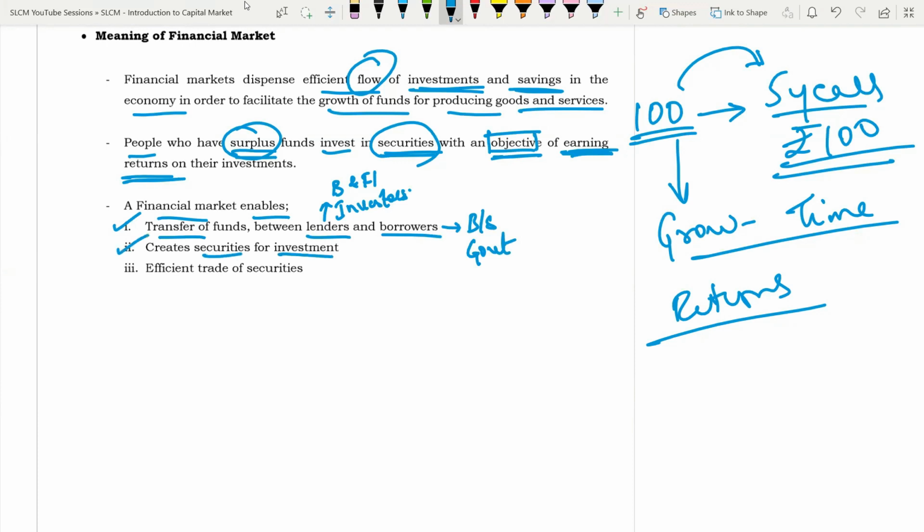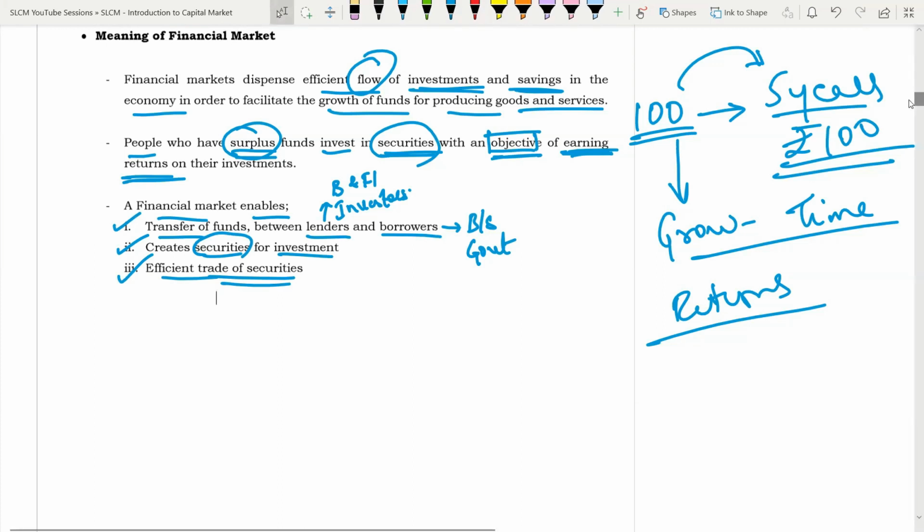So when a lender is investing in your company and giving money to the borrowers, they will need some kind of acknowledgement that you have given a certain amount of money to them to run or carry on that business. And that instrument is called securities. And it facilitates efficient trade of securities. So not only in creating the security, but thereafter trading, buying and selling of those securities also is an important aspect. So the main function of a financial market is channelizing the funds.